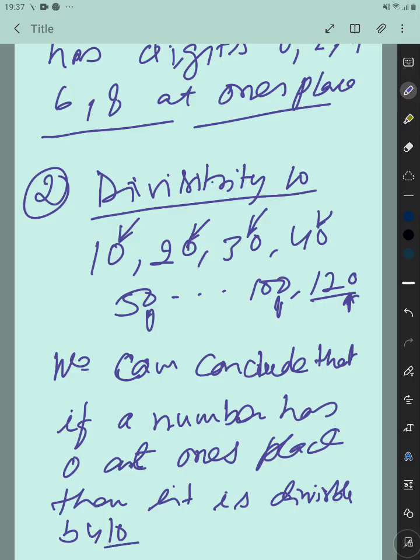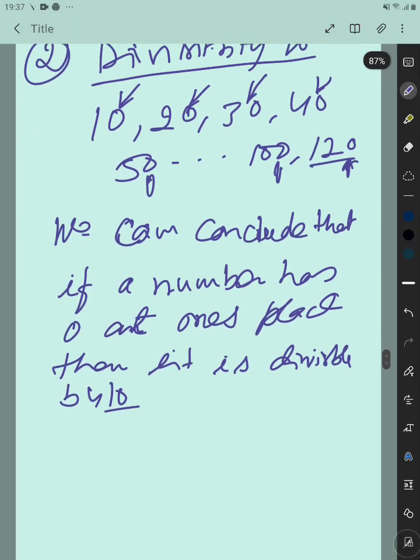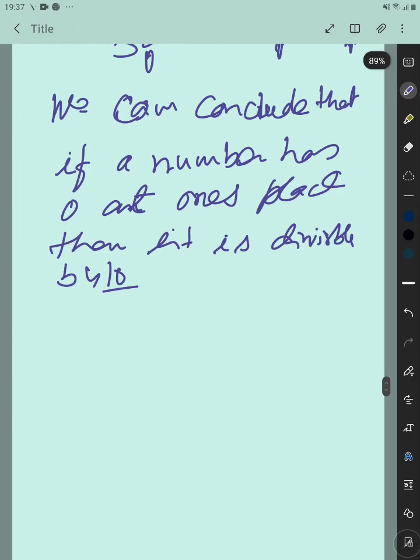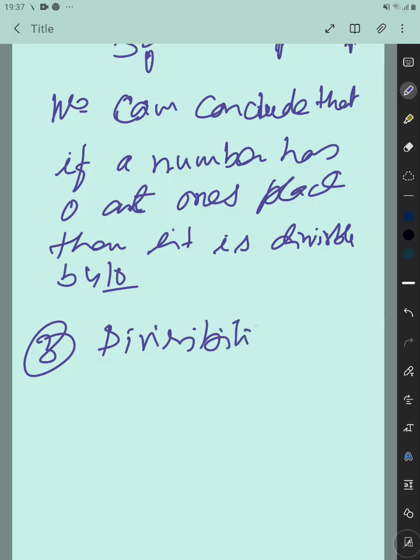So this is our conclusion, okay. If you find any number having a 0 at the ones place, then that is divisible by 10, okay. The third is divisibility by 5, okay. This is the easiest one, divisibility by 5.